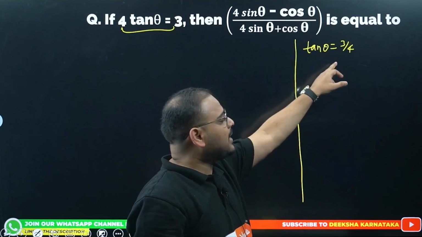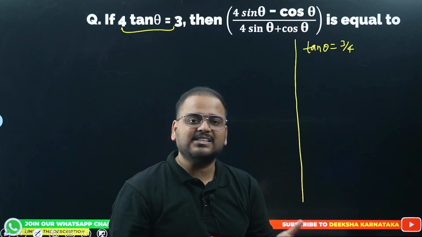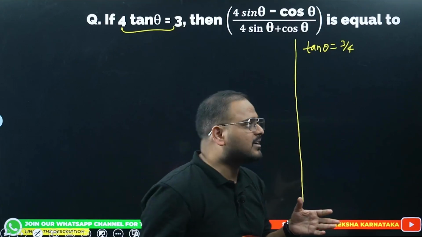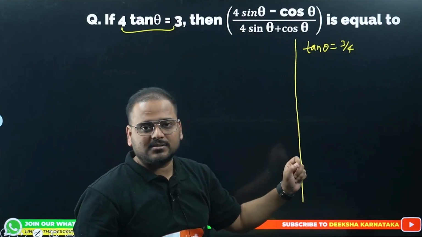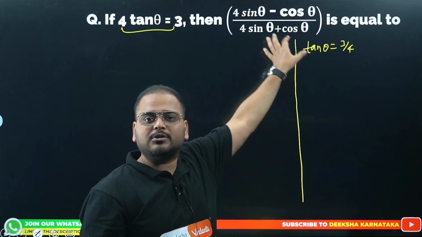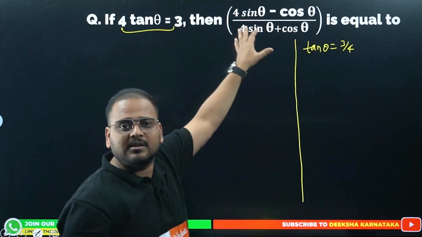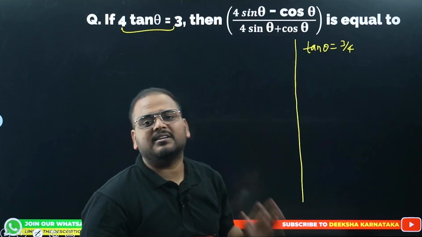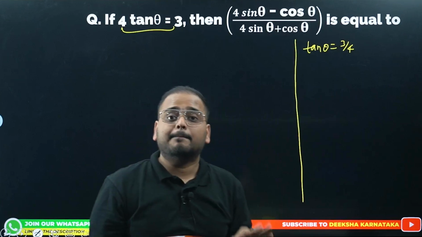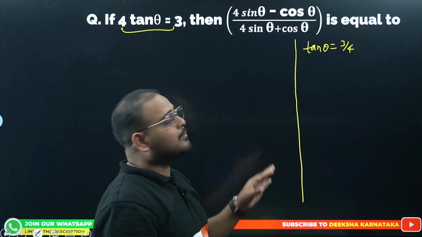So if P by B is 3 and 4, then H is 5. I'll use 3, 4, 5 to quickly find sin and cos, and then substitute the values of sin and cos in the fraction, simplify the steps and get my final answer. Very good. But I will tell you an easier approach.